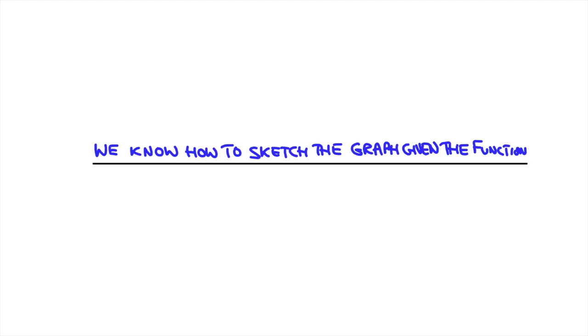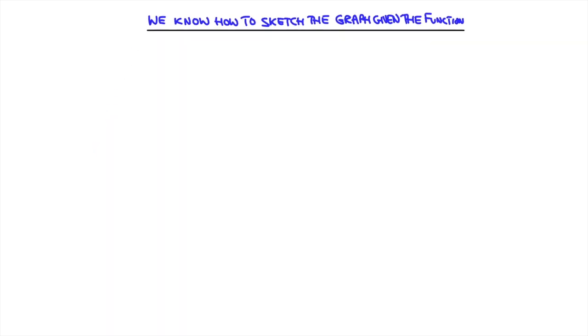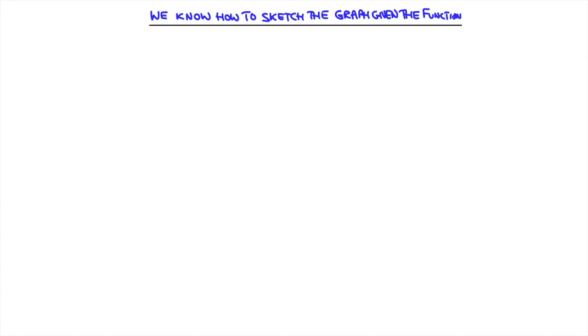We're going to start by looking at sketching the graph given the function. We know how to sketch the graph given the function. If we were given y equals x squared minus 4x minus 12, and you were asked to sketch that graph, I'm sure you would know that it's a parabola.